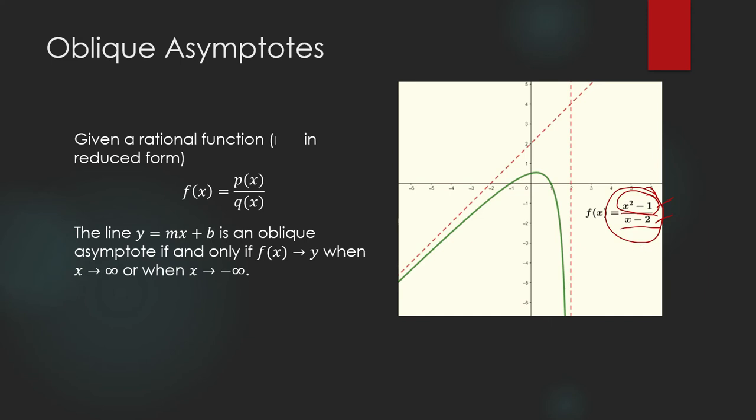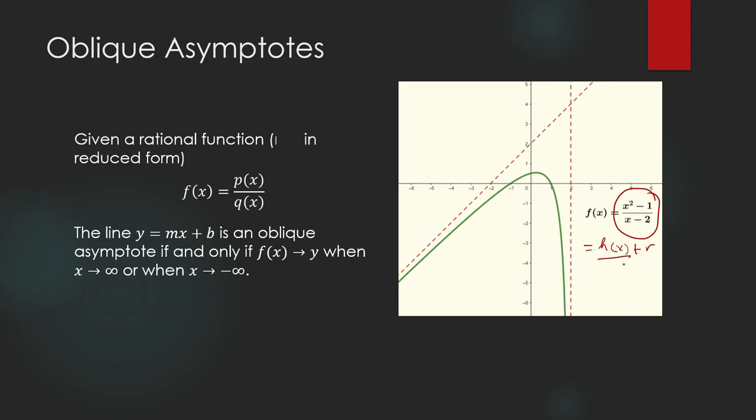Whenever the difference between the degrees of your numerator and denominator is only 1, that will give way to an oblique asymptote. And if you want to see exactly what equation defines the oblique asymptote, all you have to do is this. Divide x squared minus 1 by x minus 2. And when you do that, you will get a quotient, let's call that h of x, plus a remainder.